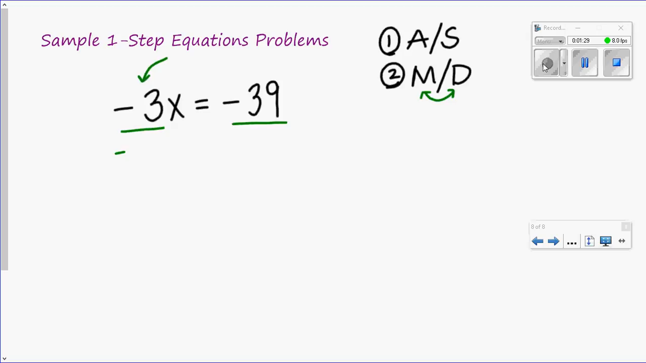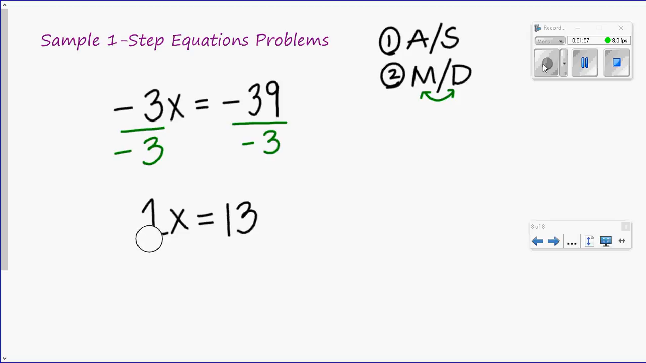When you divide by negative 3, you end up with positive 1, because of our last unit: negative 3 divided by negative 3 gives us positive 1x. Then we do the same thing on the other side. If you have your calculator, you can use it. If not, you can still do this off to the side. Negative 39 divided by negative 3 will also give us a positive answer, and it is positive 13.